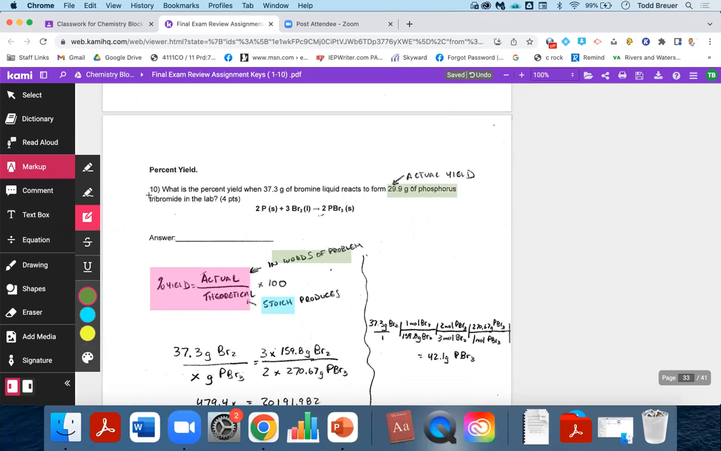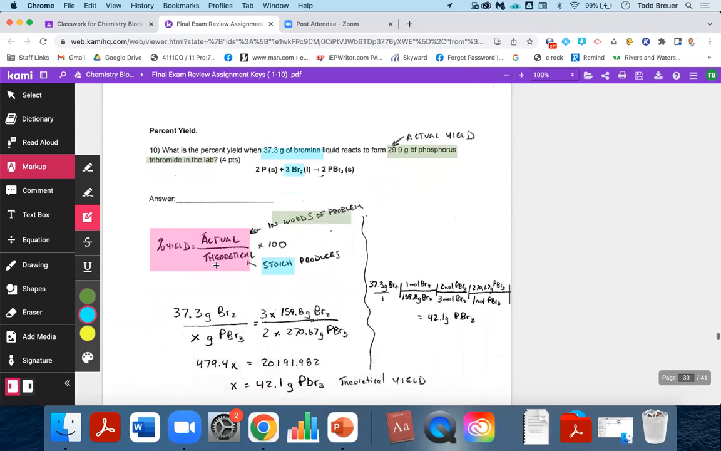29.9 grams of phosphorus tribromide was formed in the lab. That is actually an actual amount. So we're not going to do any calculations with that yet. We're going to hold that aside for now. What we are going to do is we're going to start with bromine, right? This guy right here, Br2, and we're going to see how much PBr3 or phosphorus tribromide, bromine could produce.